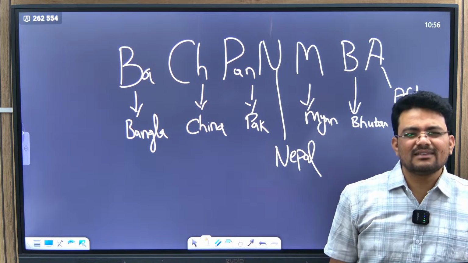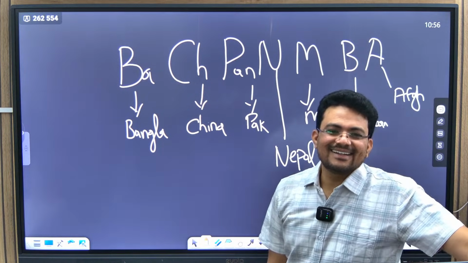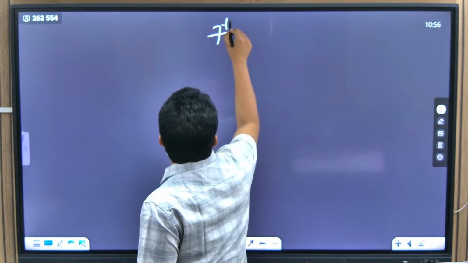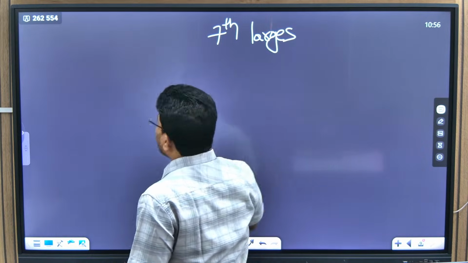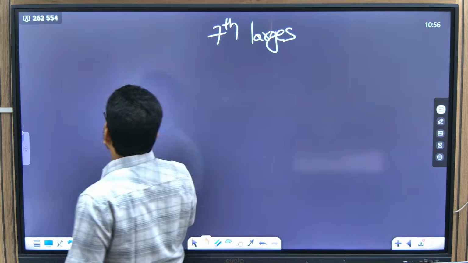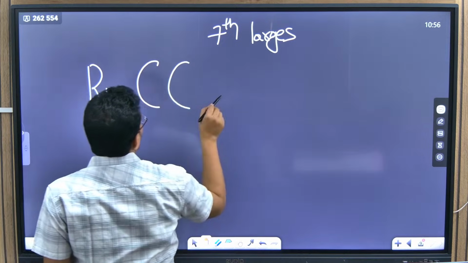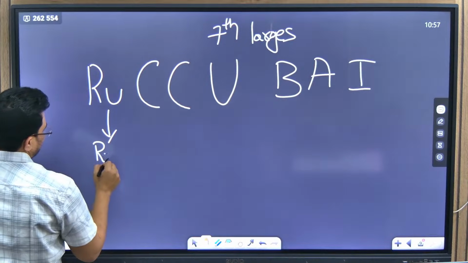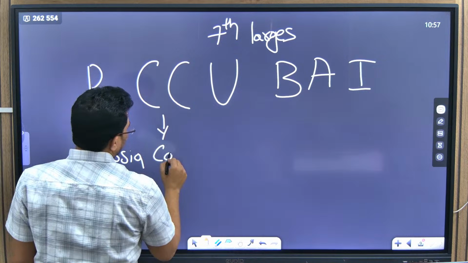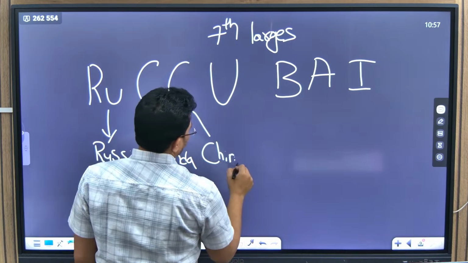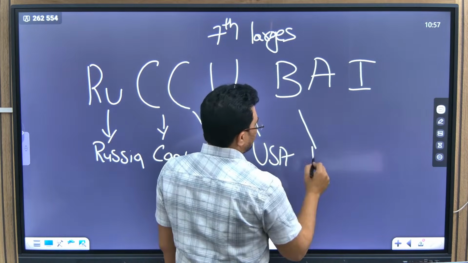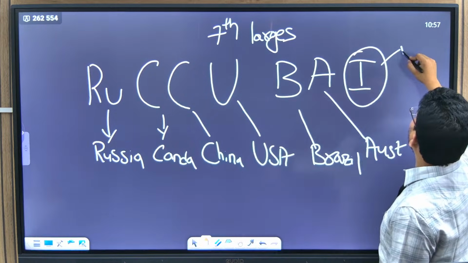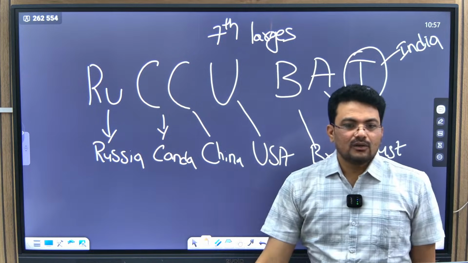Acha, okay. I think that becomes deeper. If they ask, you have to deal with it there. Okay. Now India is the 7th largest country, right? So what are the previous 6? Okay. Russia, Canada, China, USA, Brazil, Australia, India. Okay.